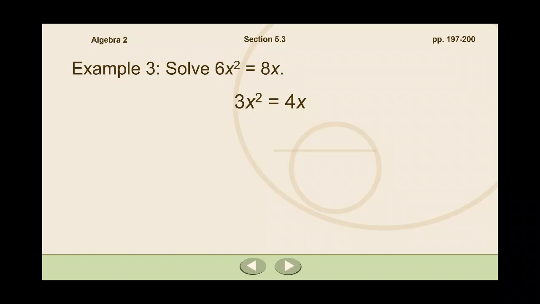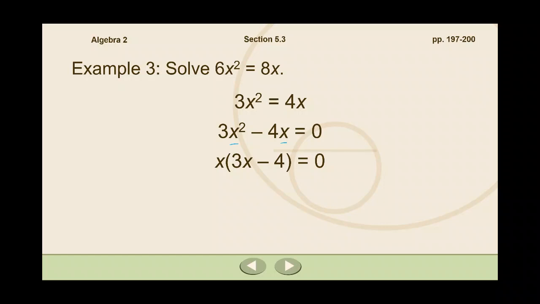Now, I'm going to put it in standard form. 3x squared minus 4x plus 0 equals 0. So the constant is not listed. The constant is 0. This equation can still be said to be in standard form. Now, I'm going to factor. Both terms on the left side of the equation have an x. So I can factor the x out. X times 3x minus 4 equals 0.